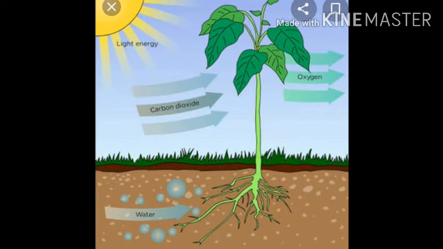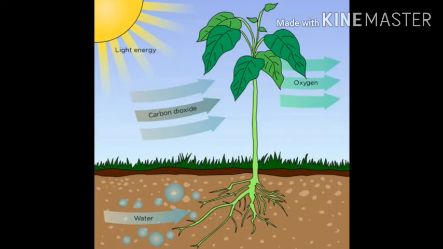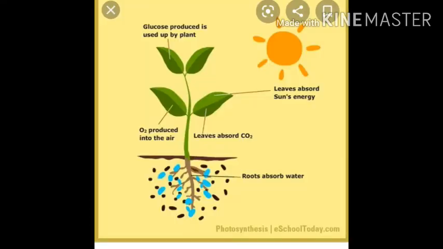Dear students, this is the most important process for the plants because by this process they can make their food themselves. So this process is most important for all the plants. So the definition of photosynthesis is that the food making process of the plants is called photosynthesis.